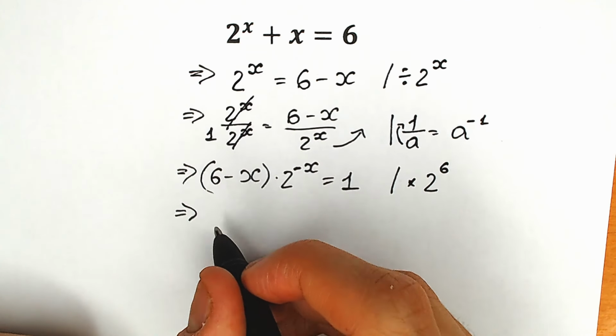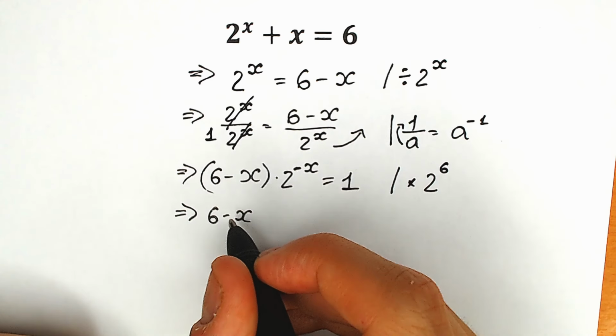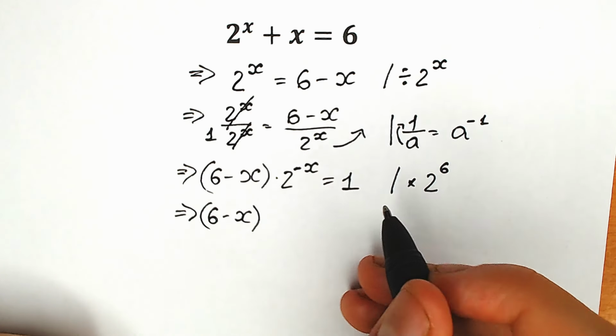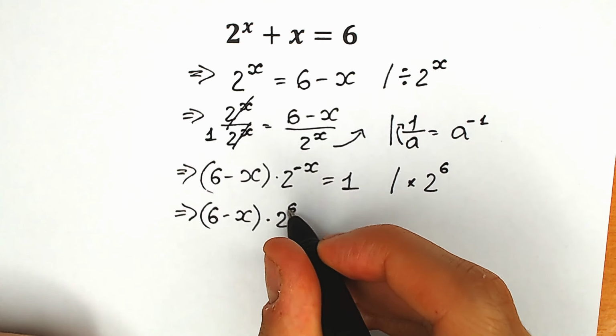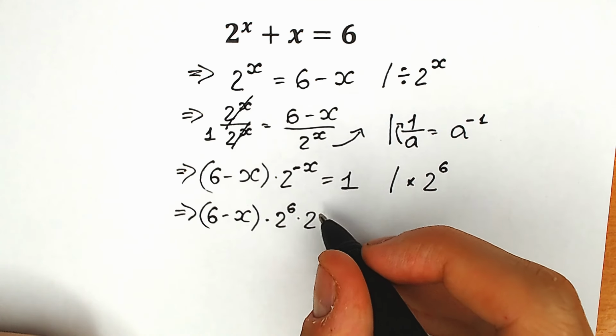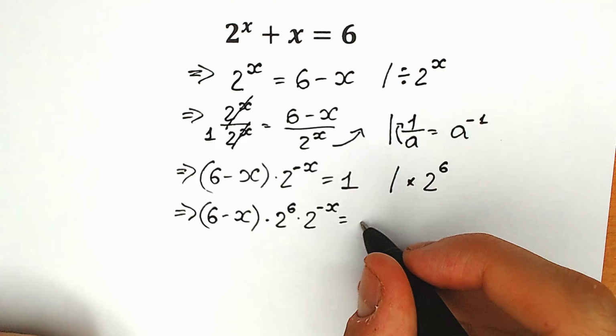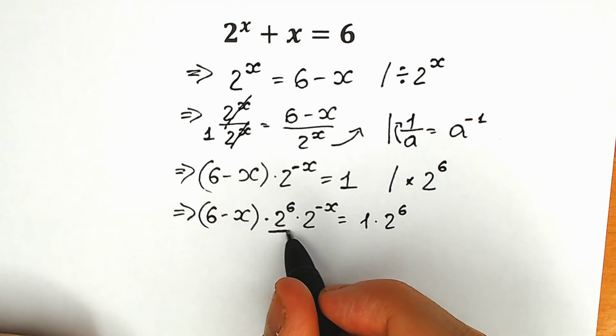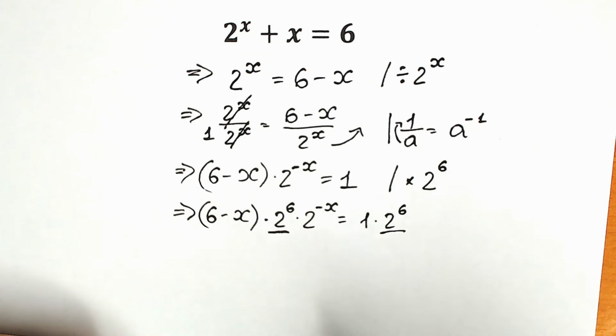As a result, what do we have? 6 minus x. I'm going to write it in the first position, and in the second position I'm going to write 2 to the power 6, and times 2 to the power minus x, don't forget about it, and of course equal to 1 times 2 to the power 6. So what I did, I just multiplied both sides by 2 to the power 6.